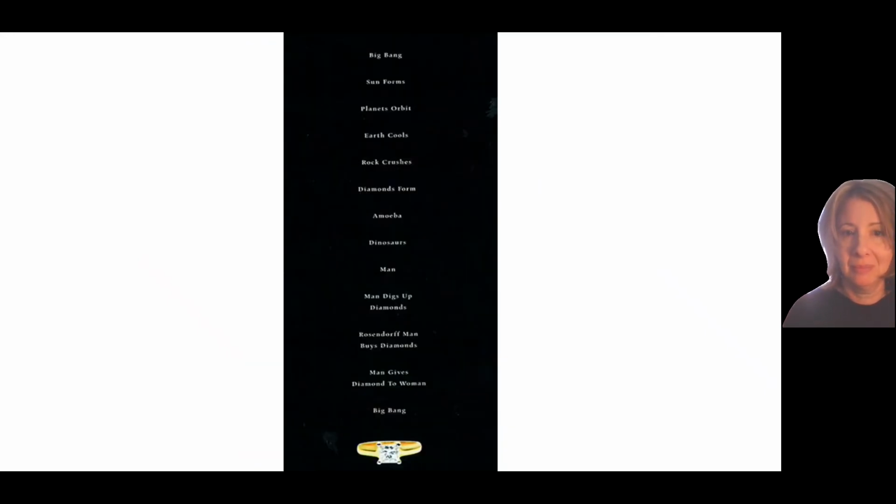And this is to do with cancer. Big Bang, sun forms, planets orbit, Earth cools, rock crushes, diamonds form, amoeba, dinosaurs, man. Man digs up diamonds, Rosendorf man buys diamonds, man gives diamond to woman, Big Bang. A few really well chosen words, implying a reward that you might get or a benefit for the customer. But all that is a few really well written words showing a cycle and an image.